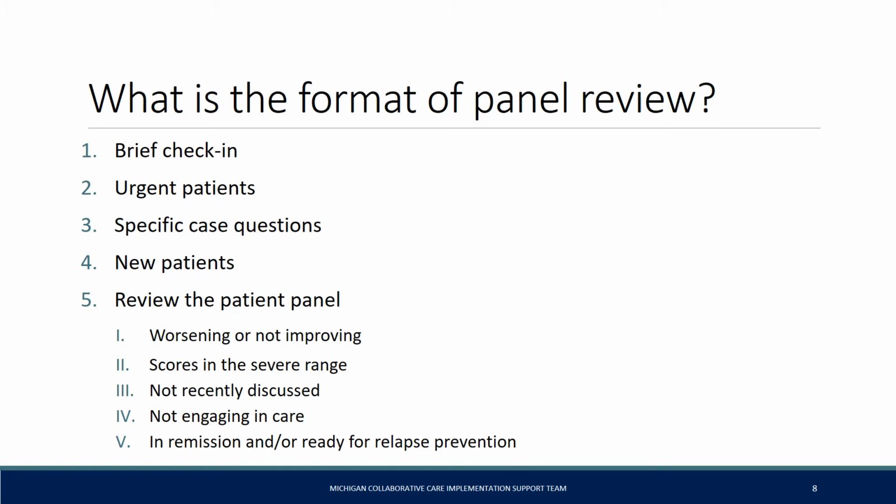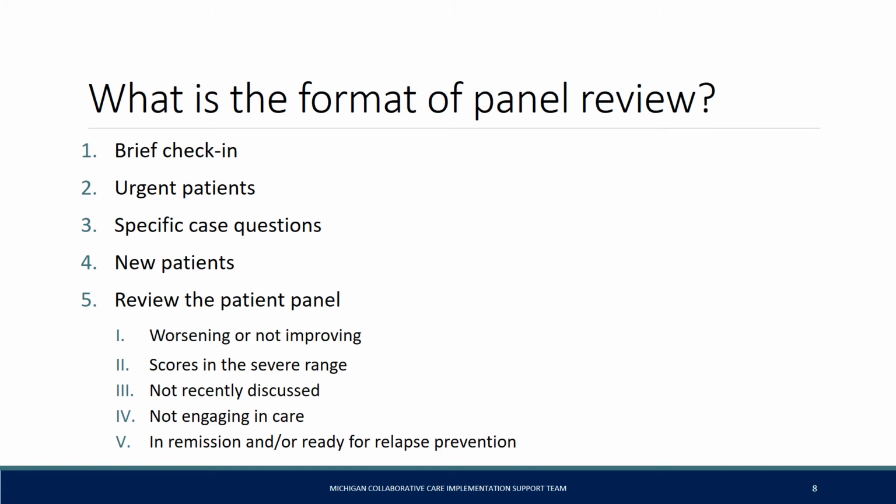And then after we've made our way through these first 4 items, we'll want to review the patient panel as a whole. We might want to focus on patients that are worsening or just not getting better, patients with PHQ-9 or GAD-7 scores in the severe range. Maybe we'll focus on those who haven't been discussed recently in panel review. We want to discuss each collaborative care patient at least once a month with the psychiatric consultant, so this can be an important item.